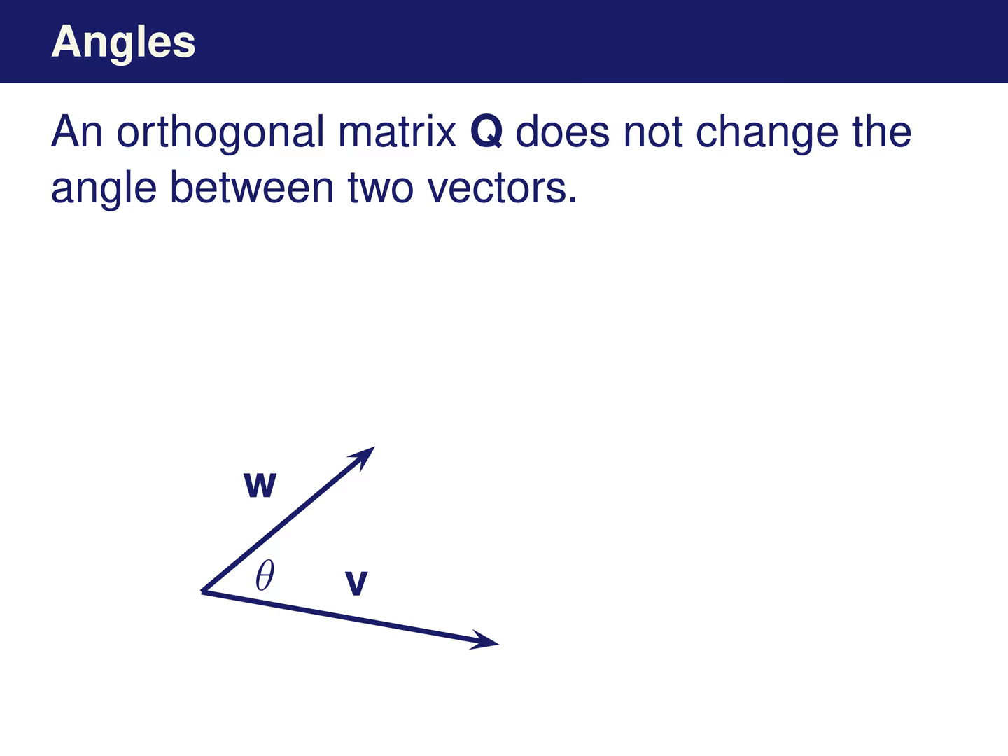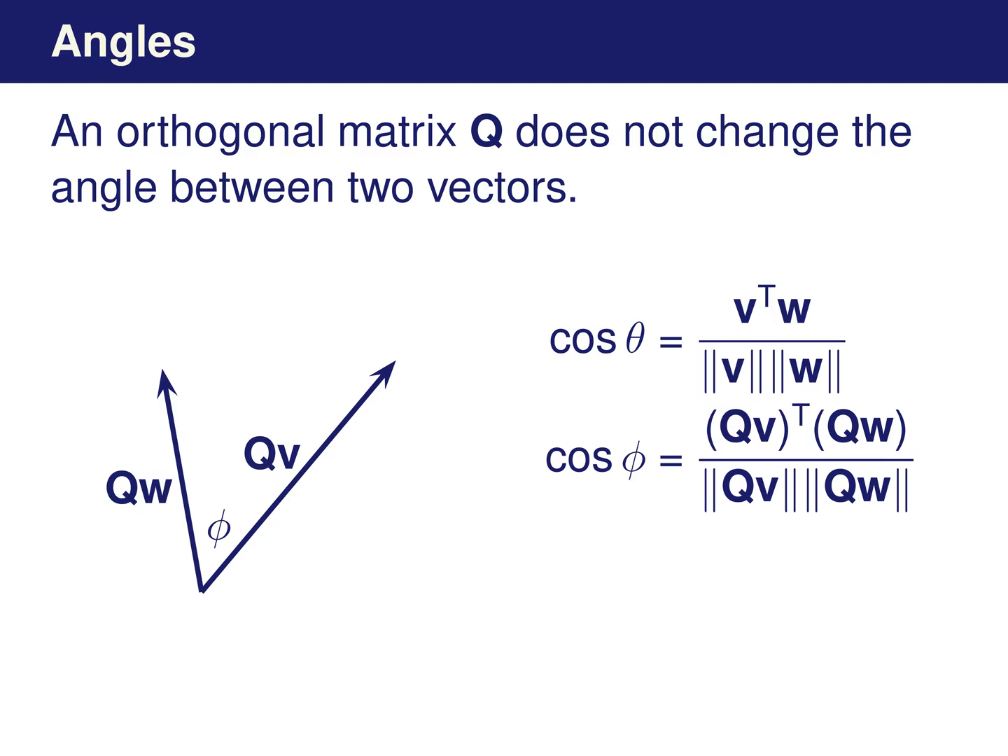Another property of orthogonal matrices is that they preserve the angles between any two vectors. Let's see why. Recall that the cosine of the angle theta between two vectors v and w is given by the inner product of v and w normalized by the lengths of v and w. Likewise, the cosine of the angle phi, between the transformed vectors Qv and Qw, is given by the inner product of Qv and Qw, normalized by the lengths of Qv and Qw. The angles theta and phi are the same if the ratios on the right-hand side are the same.